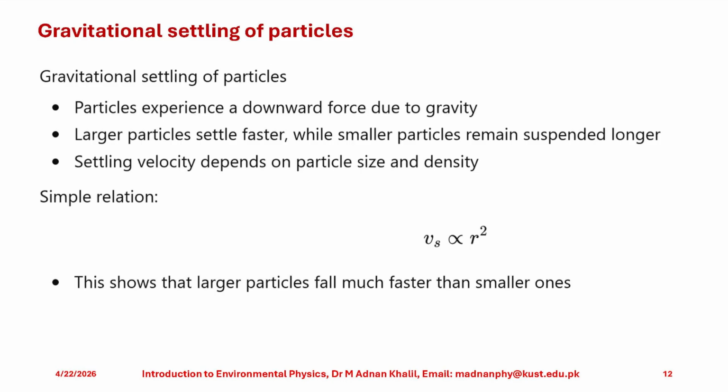Particles experience a downward force due to gravity. Larger particles settle faster, while smaller particles remain suspended longer. Settling velocity depends strongly on particle size. The relation shown here means if particle radius doubles, settling velocity increases 4 times. So larger particles fall much faster. This is why fine particles remain in the atmosphere longer and are more dangerous.